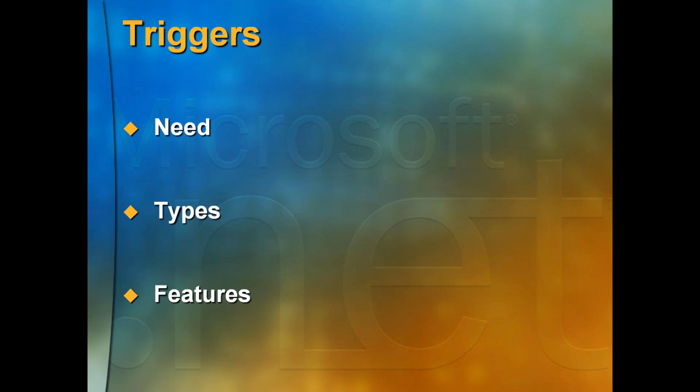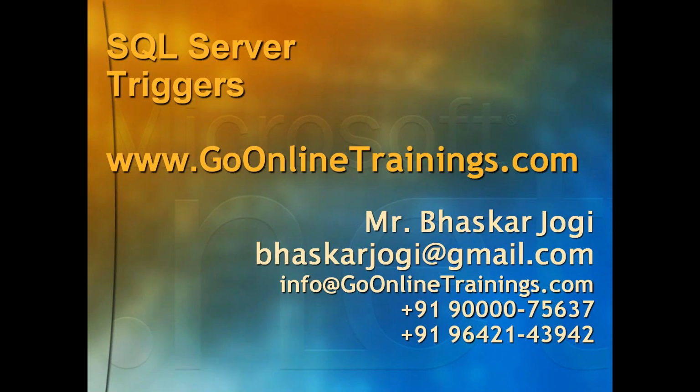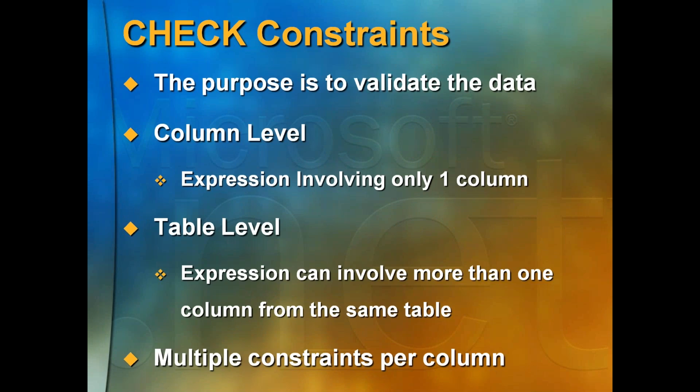But before understanding the need for the trigger, you have to know the purpose of a check constraint. What is the purpose of a check constraint? The purpose is to validate the data. For example, gender can be either male or female. How do you validate the data? With the help of a check constraint, right?